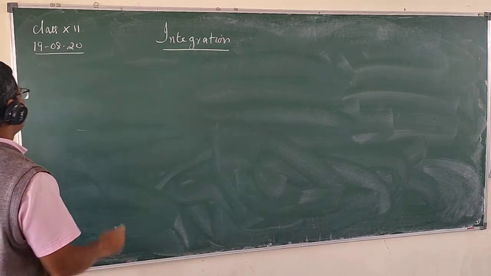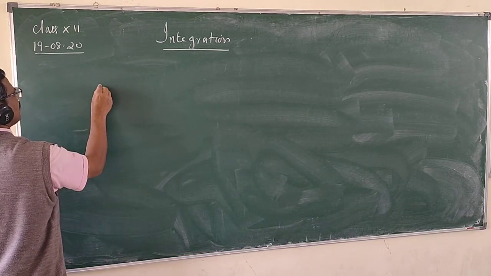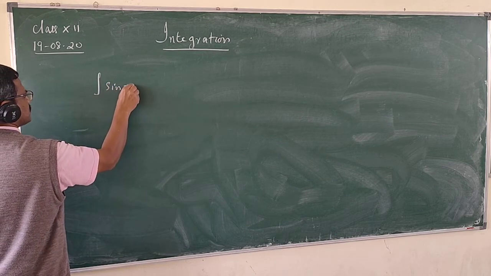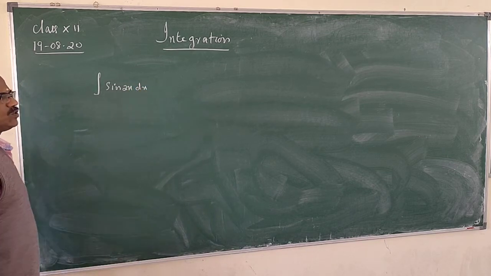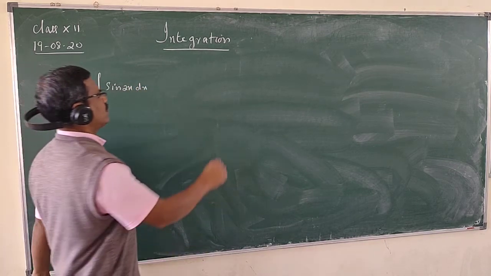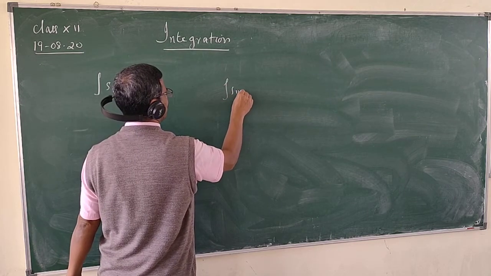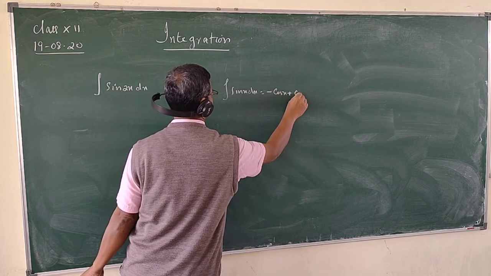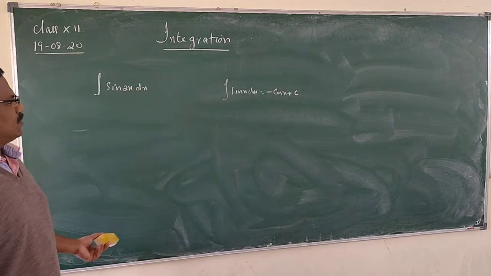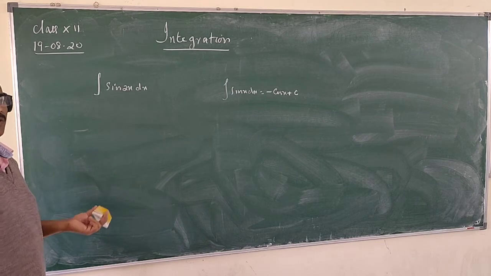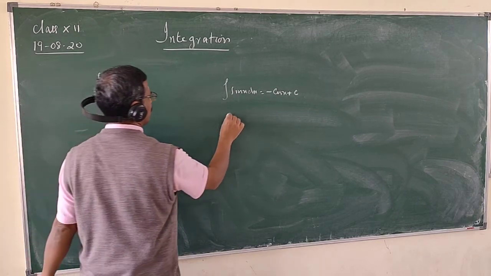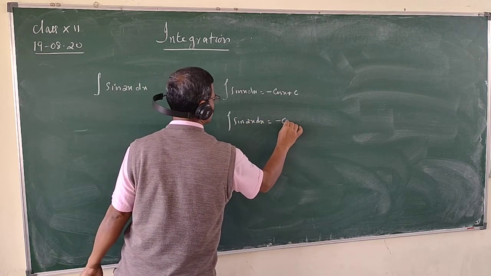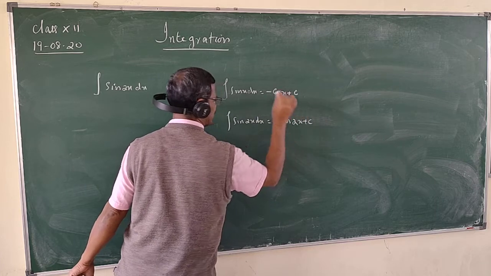Here you see, I want to find the integral of sin 2x. Normally we have a formula for the integral of sin x dx. The formula is that it is minus cos x plus c. So we have to check whether we can directly write that the integral of sin 2x dx is equal to minus cos 2x. Can we write like that?